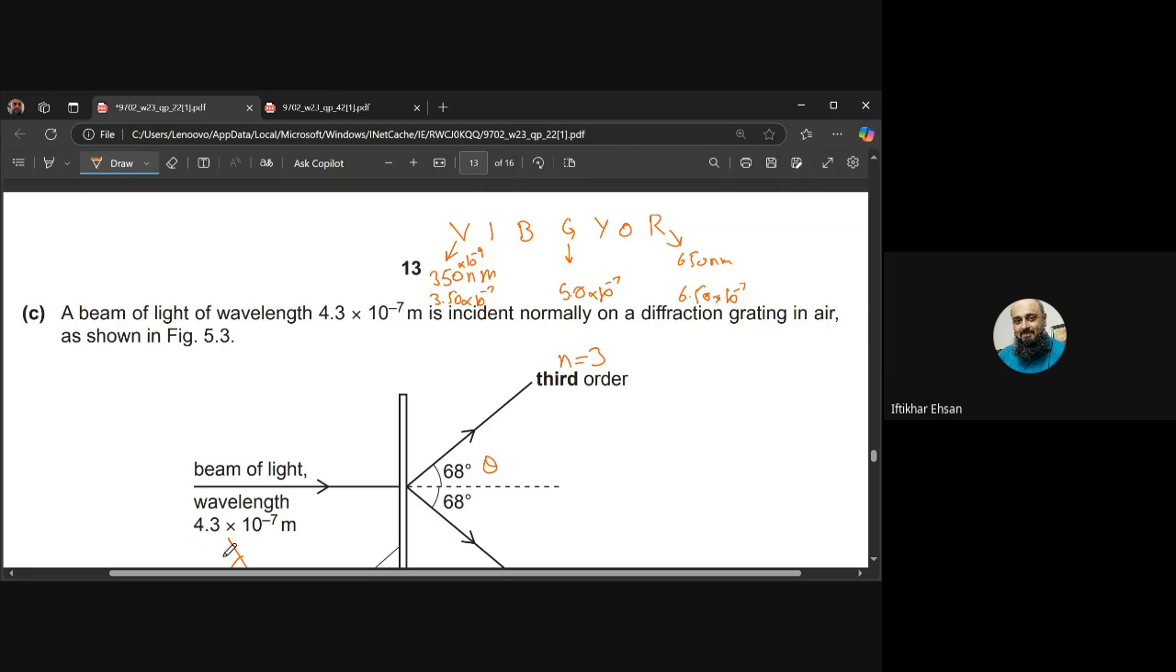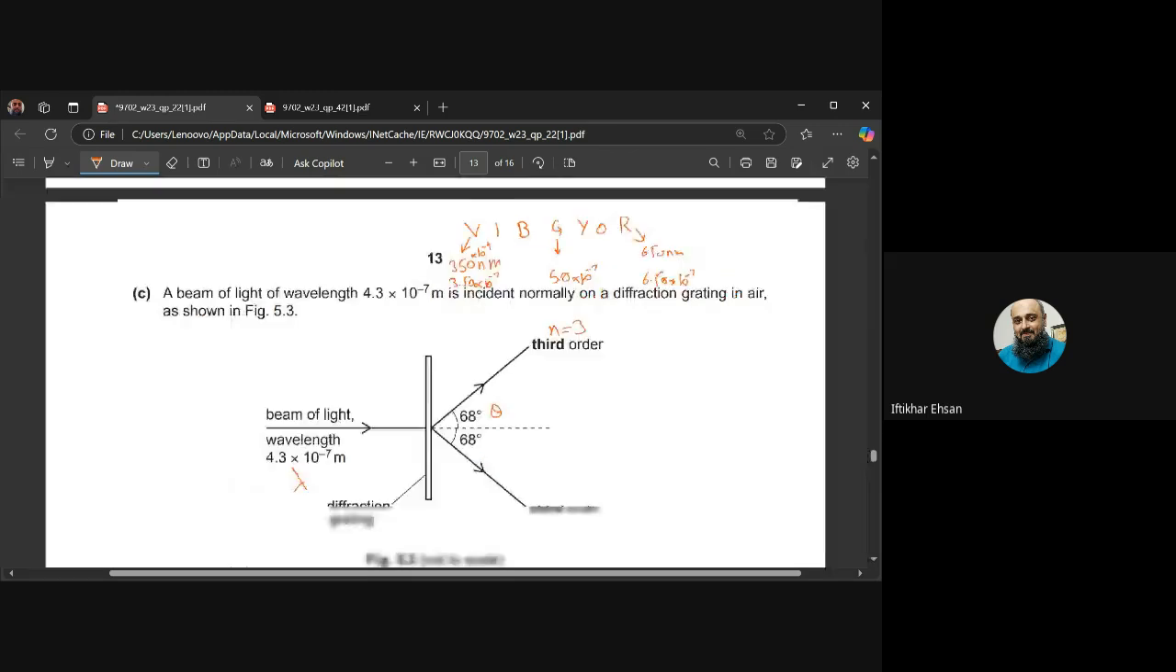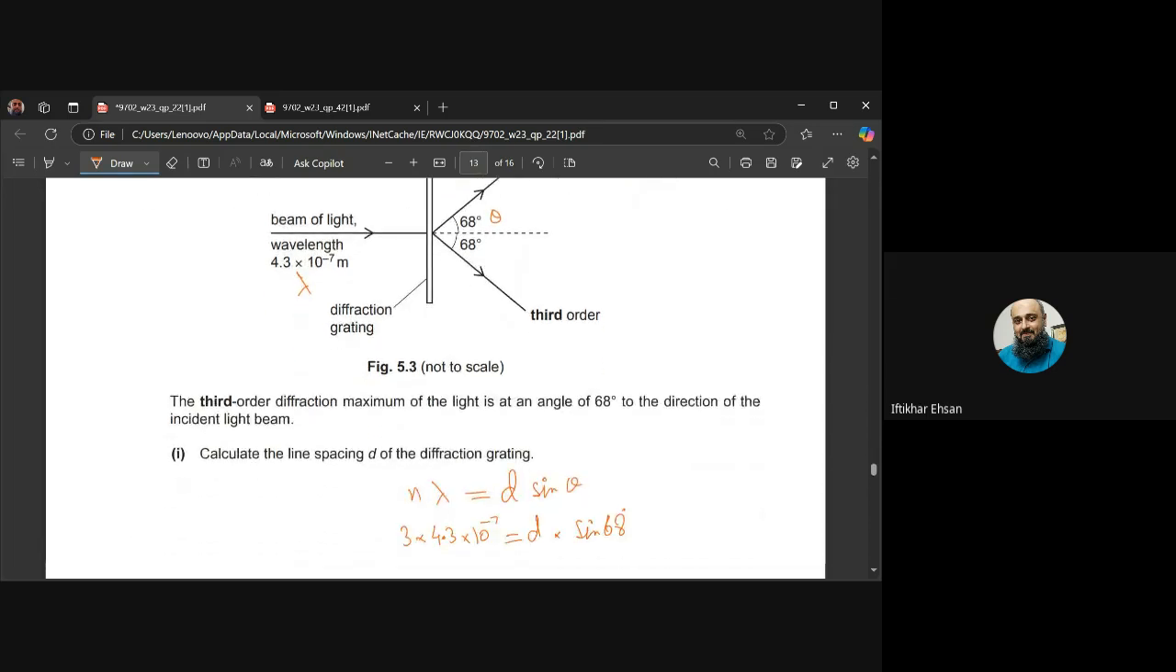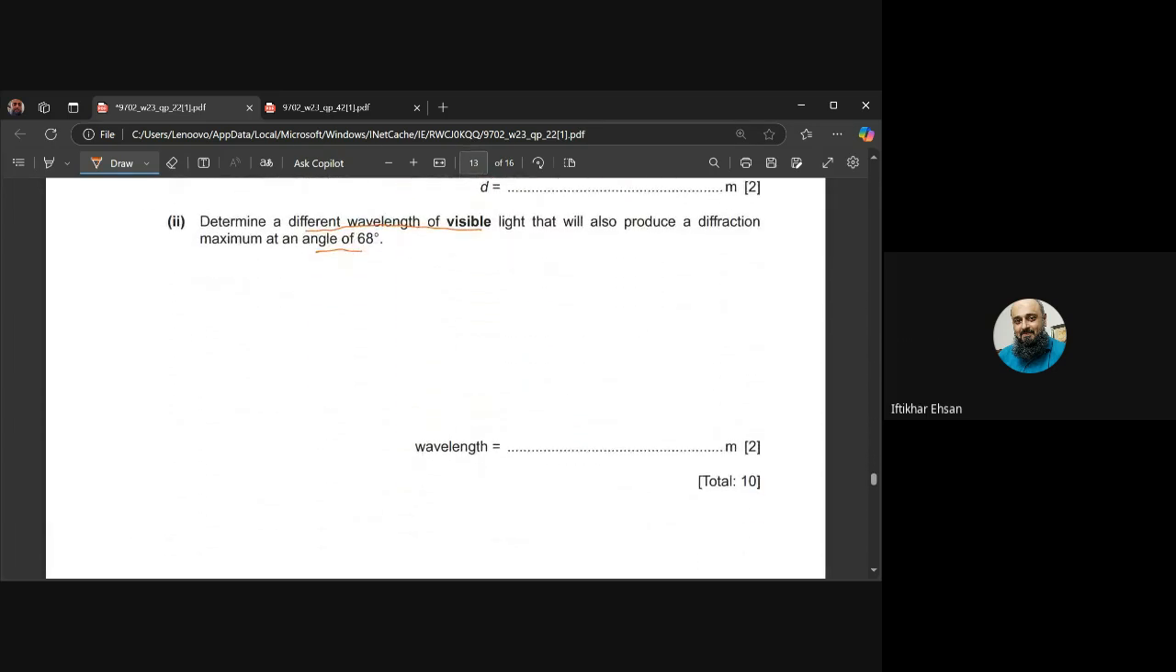So beta, it is going to be blue or indigo. This 4.3, blue is very close to the 5. So beta, blue light, let's say it is. Now, it is saying determine a different wavelength of visible light that will also produce the diffraction maximum at this angle. We know this.